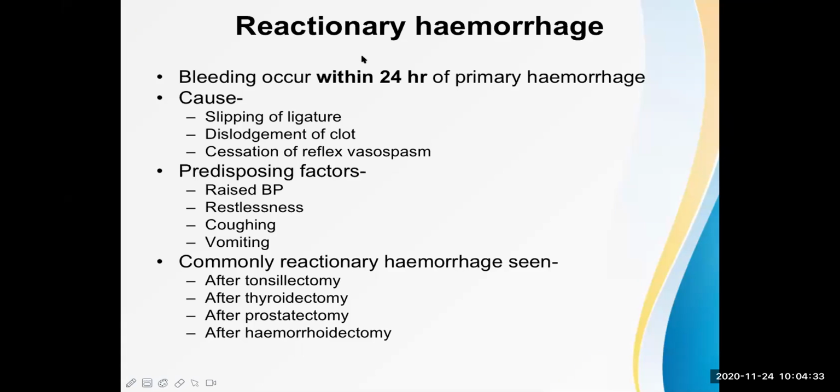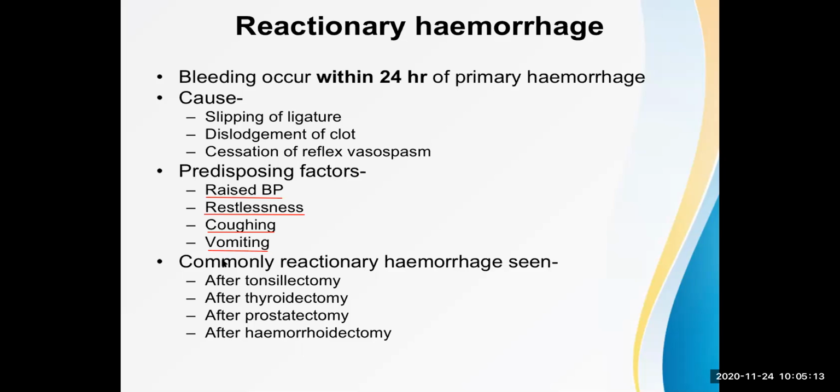Now, what are the predisposing factors for reactionary hemorrhage? If the patient is having increased blood pressure, there is increased pressure given to that blood vessel, and there may be slippage of the ligature or dislodgement of the clot, and bleeding can occur easily. Restlessness, okay, quickly after the surgery. That's why we ask the patient to take good rest. Do not move around too much during that time. Coughing and vomiting will increase the pressure inside the cavity, and reactionary hemorrhage can occur easily.